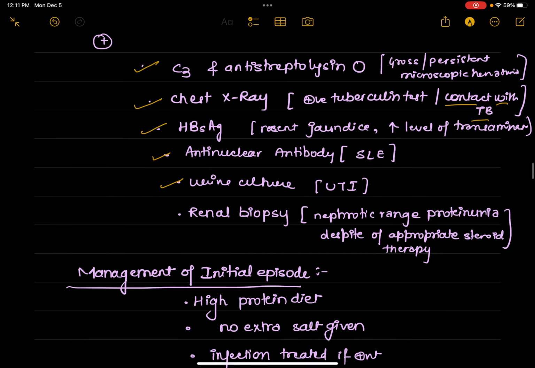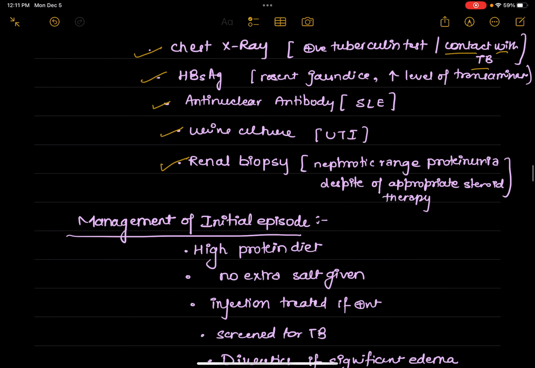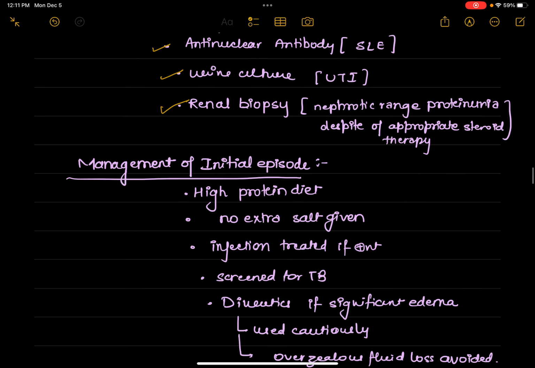We can do urine culture if there is a suspicion of UTI. Renal biopsy is done if there is nephrotic range proteinuria despite appropriate steroid therapy.